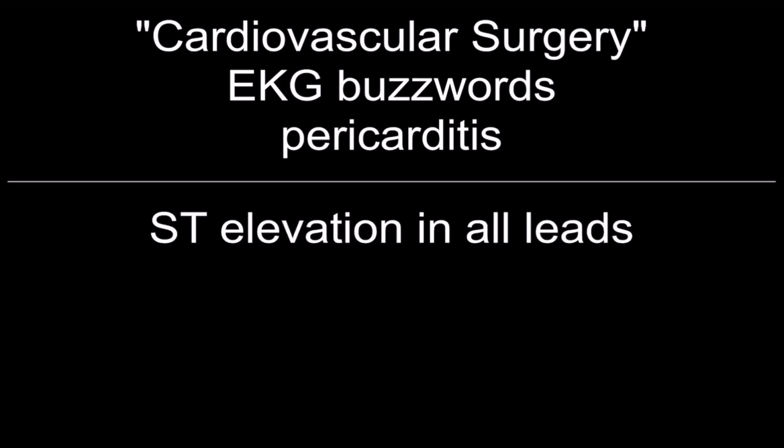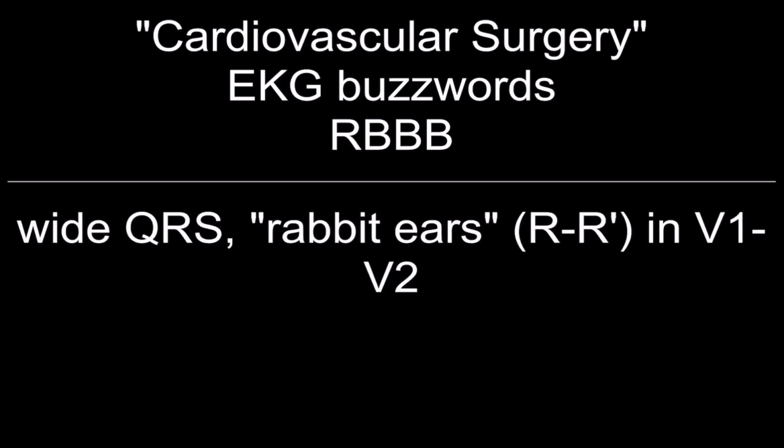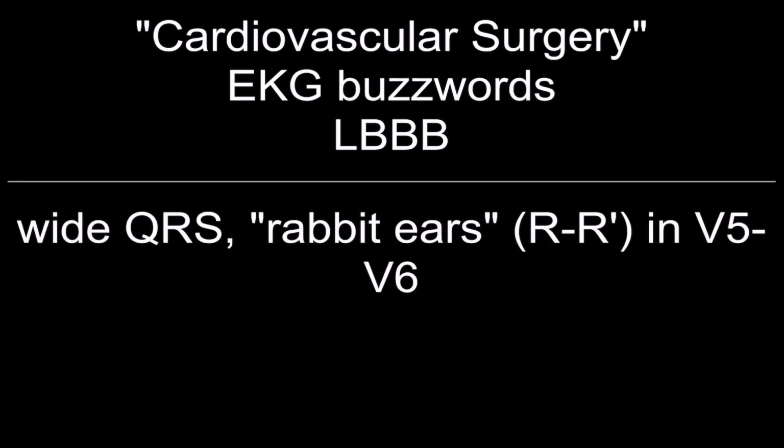Q waves. EKG buzzwords for pericarditis. ST elevation in all leads. EKG buzzwords in right bundle branch block. Wide QRS, rabbit ears, RR in V1 and V2. EKG buzzwords in left bundle branch block. Wide QRS, rabbit ears, RR in V5 to V6.